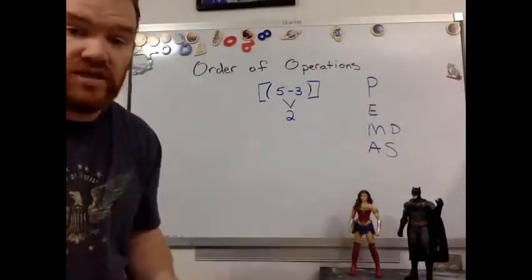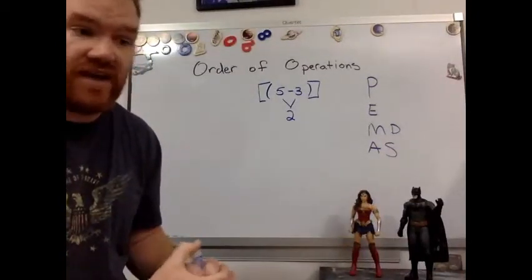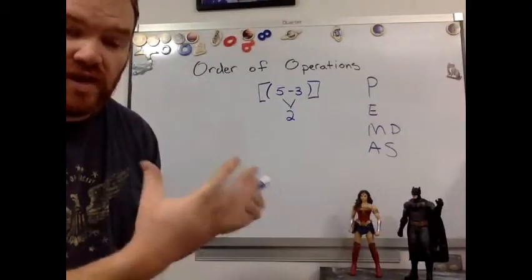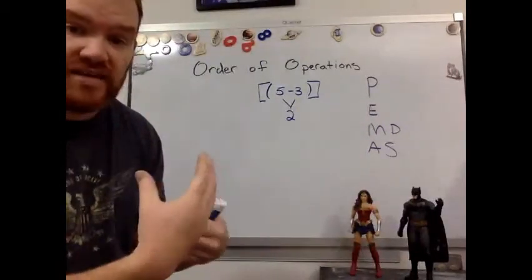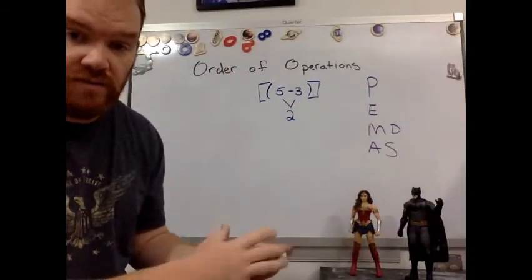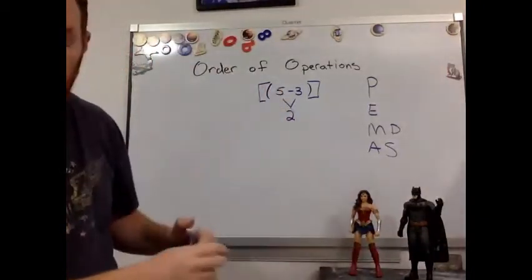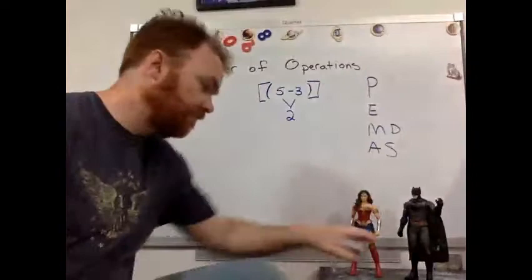The reason they use parentheses is to identify that that value is a group that is important to do first. All right, so that's why we always put that first. We say that's first.